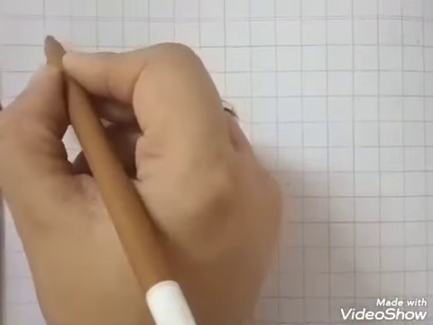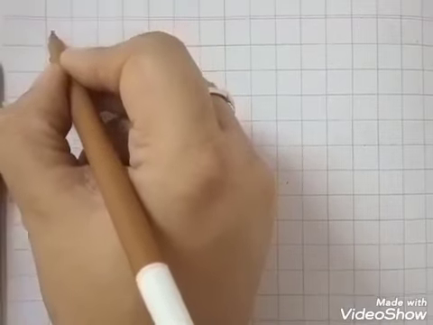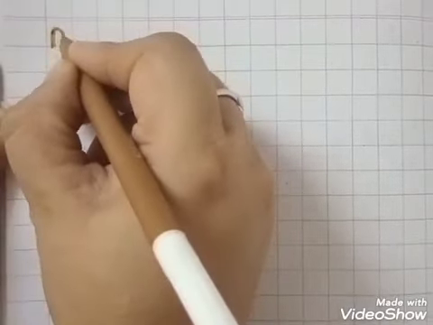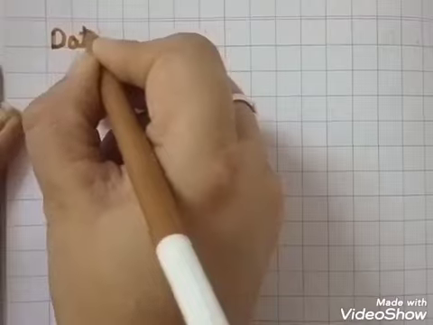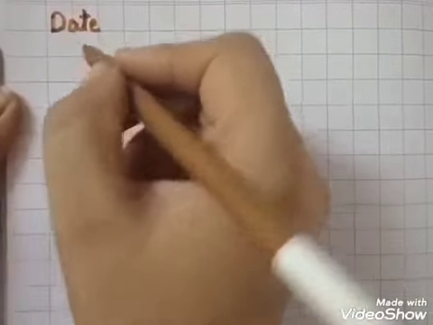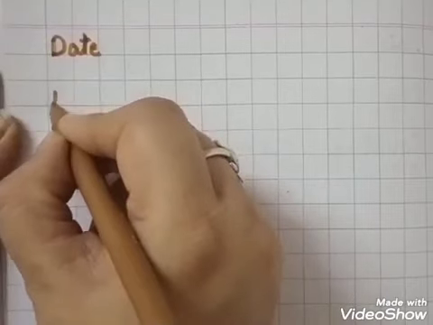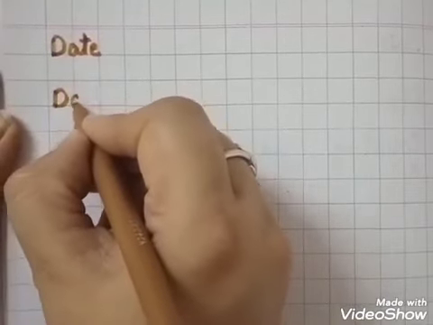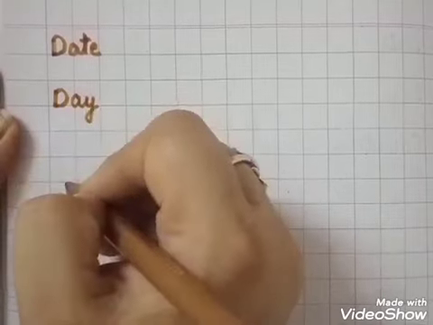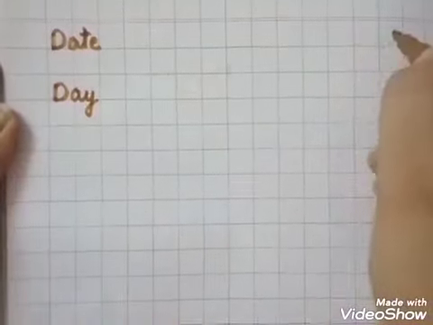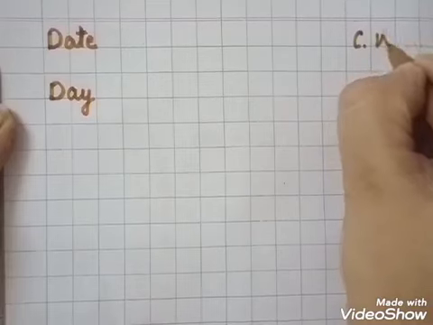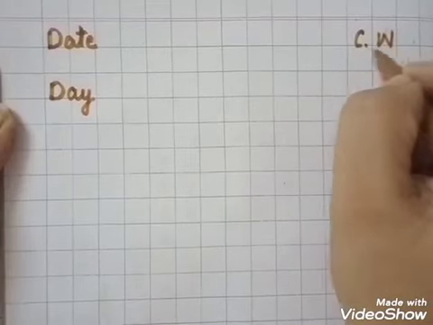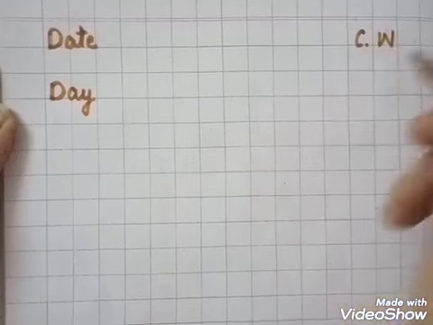Now start today's work. So write down date, D-A-T-E, date. Then leave one box and write down D capital, A Y small letter. It's day. Then here write down C dot W. It means class work. C for class, W for work.